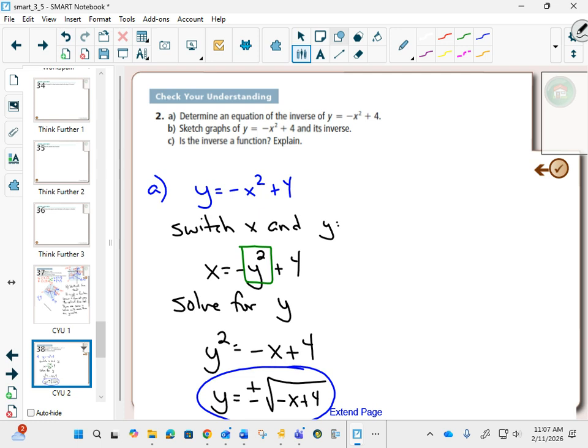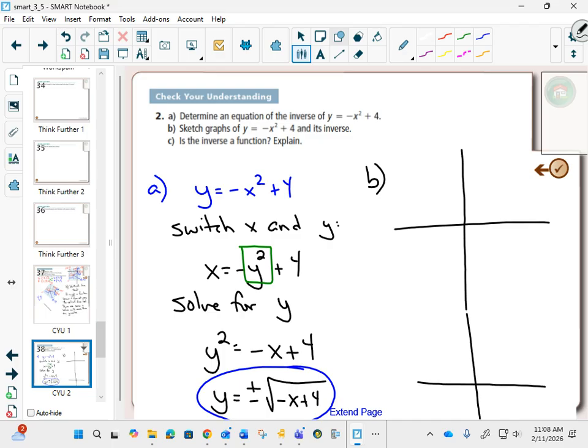Now in part B, it says sketch the graphs of both of them. And I'm going to sketch them separately. I'm going to draw two different axes here. I'm going to start with the easy one, negative x squared plus 4. Parent graph would be a parabola, x squared. Makes sense that the negative would be a vertical reflection and then shifted up 4 units.